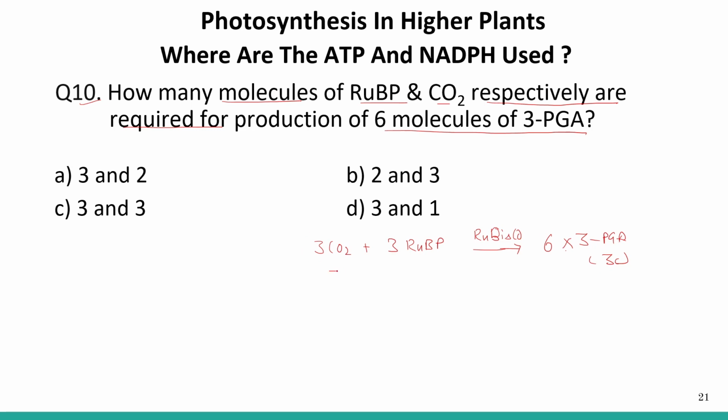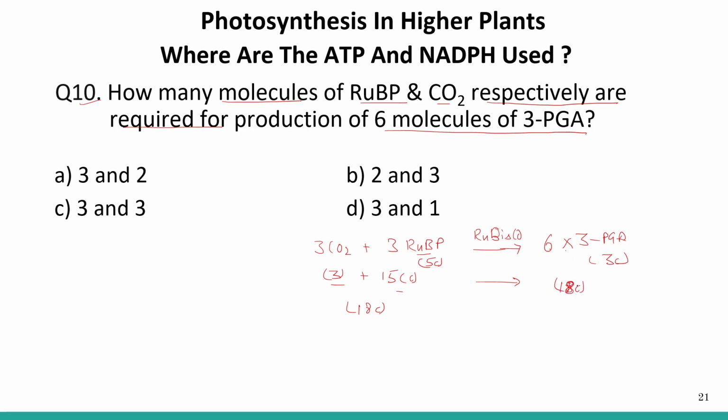Here we have 3 carbon in carbon dioxide. RUBP is a 5 carbon compound. So 5 into 3 is 15. Total 15 carbon from RUBP plus 3, so here we have 18 carbons in total. Here also we have 6 into 3 is 18 carbon.